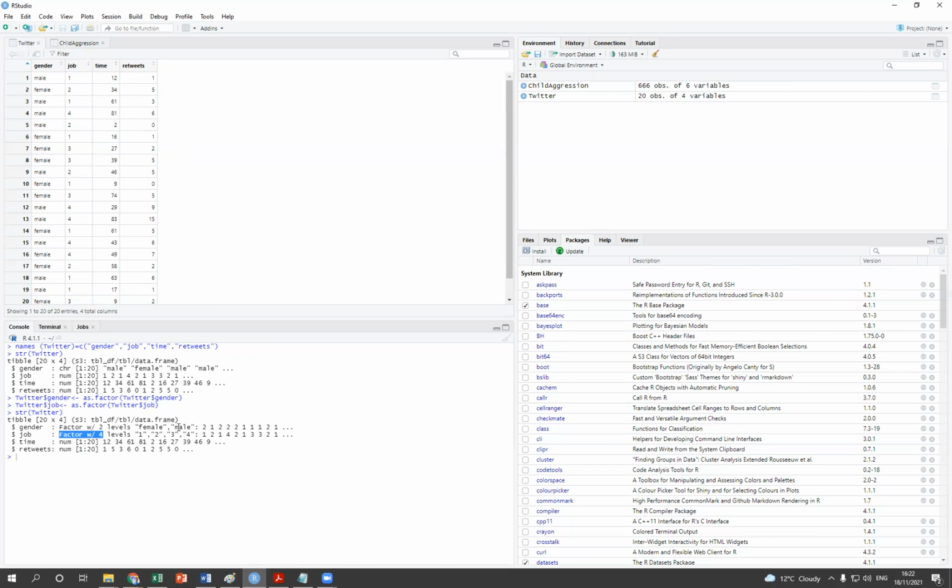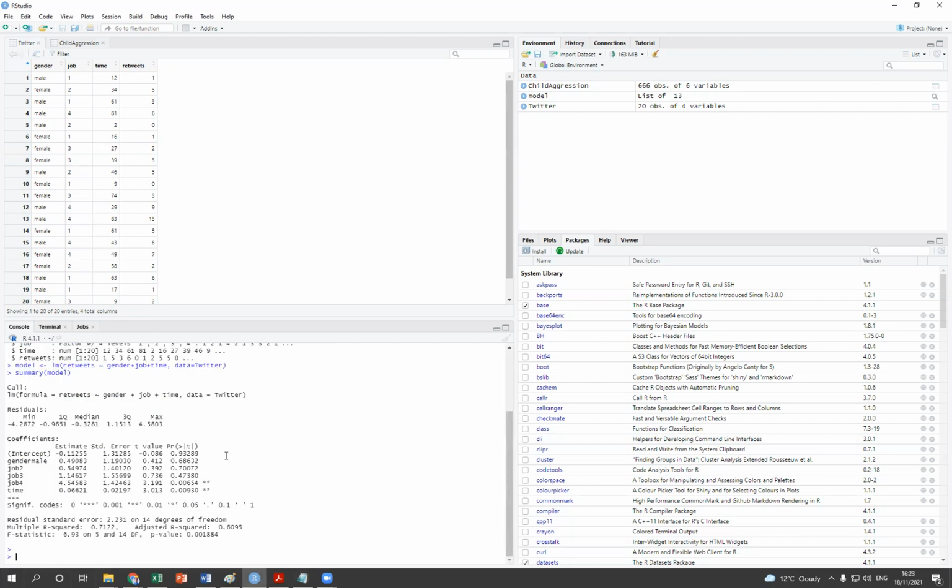Now I want to develop a model. If you want to develop a model, we use linear model lm function and call all the variables. So retweets is definitely my dependent variable, gender, job, and time are my independent, and I use the data frame Twitter. Let's look at the summary of that. We want to interpret this. Summary, there you go. This is the summary of my model.